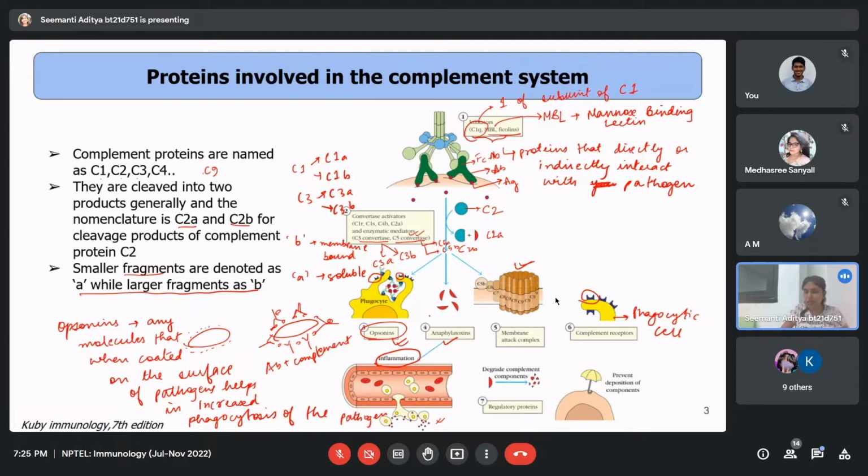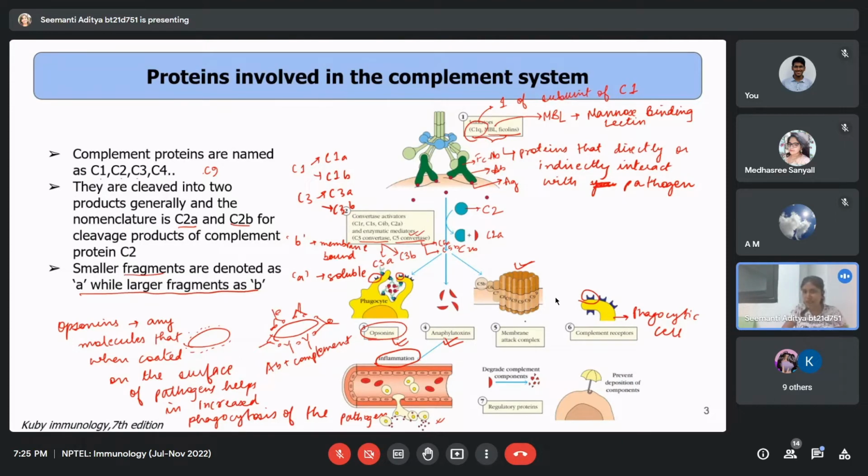The second function is as an anaphylotoxin. What is anaphylotoxin again? Any toxin which can cause anaphylaxis. Anaphylaxis is a kind of inflammatory shock, a huge inflammatory response. So it can act as an anaphylotoxin, or in more general terms, be involved in inflammation. The soluble portion of the complement protein is associated with anaphylotoxin, whereas the membrane bound portion is associated with opsonin or the membrane attack complex.